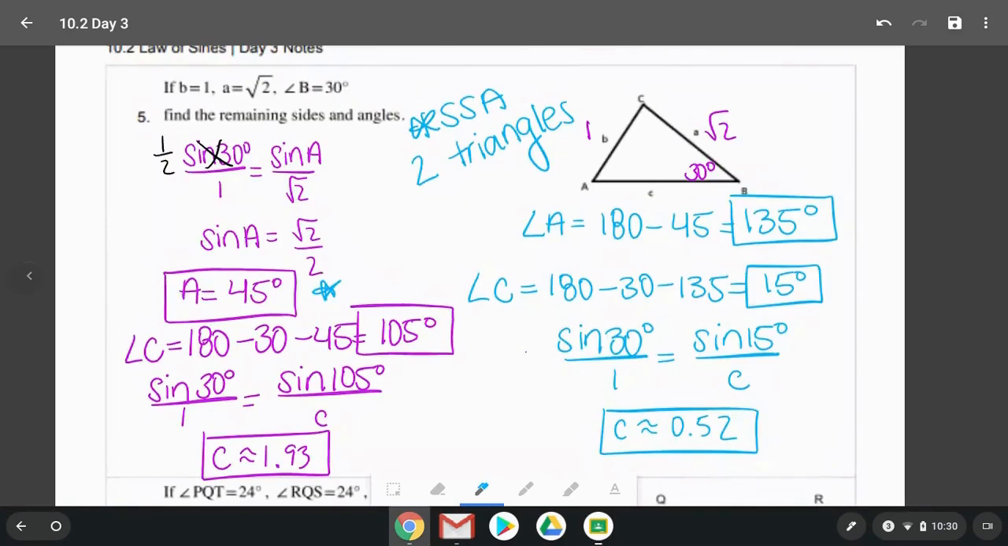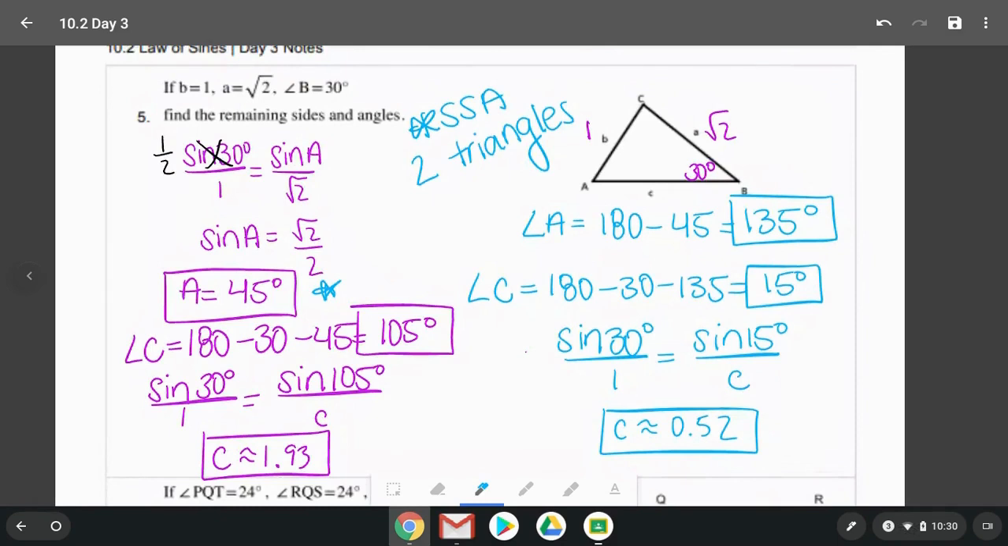Okay, so hopefully you have now gone through and solved for the remaining sides and angles of this triangle. Hopefully you did notice that the original setup was a side-side-angle. We solved for an angle first, so you did need to look for a second triangle that would work. For the first triangle, we found that angle A was 45 degrees. That made angle C 105 degrees.